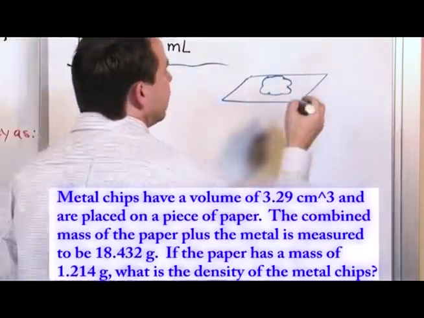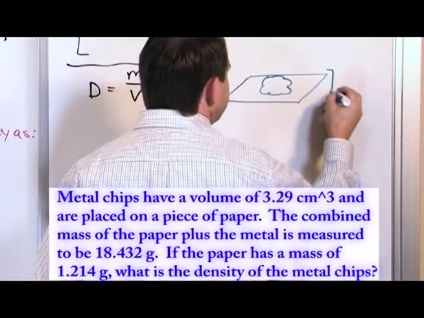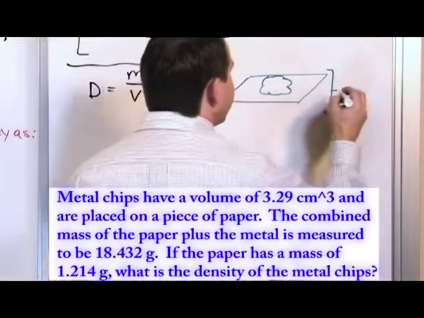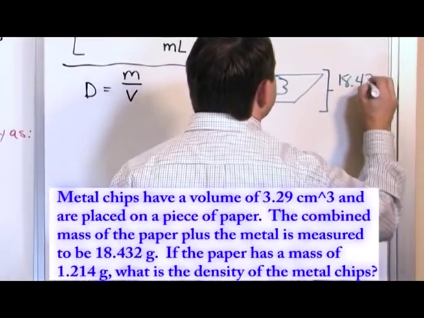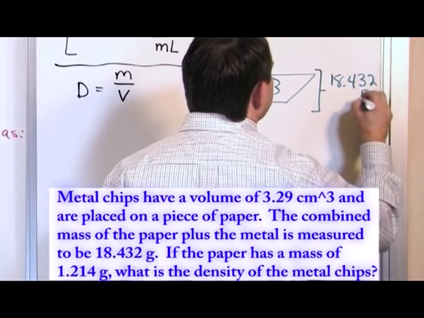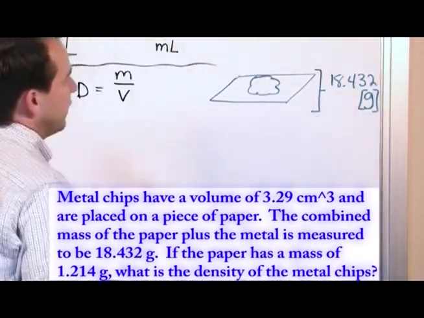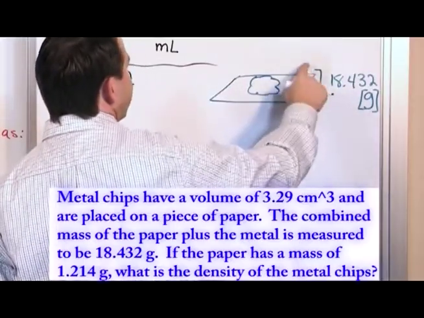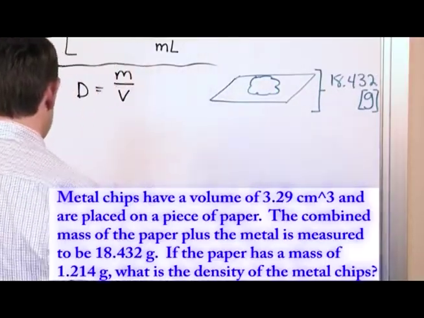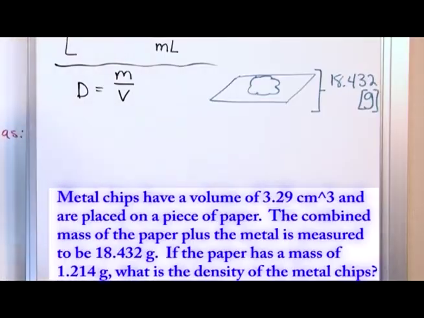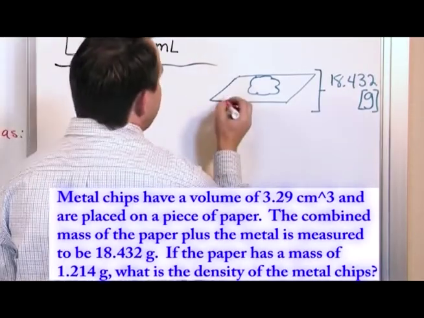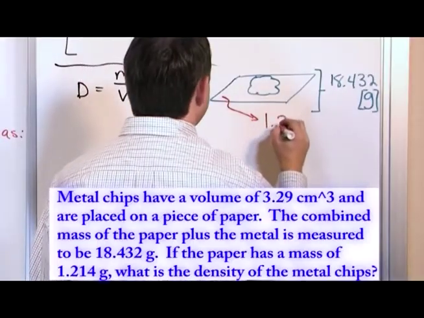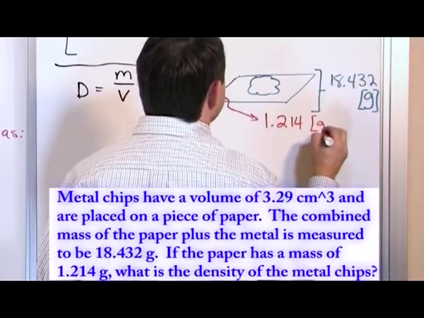But what you do need to tell yourself is that the mass of these two things combined together is given to us in the problem, 18.432, and that's grams. And I'll put the grams in brackets just so you don't get confused. It's not a 9 or anything. It's 18.432 grams. That's the combined mass of all of it. So I drew a little bracket to show myself that. Now, in addition to this, we also know that the paper by itself has a mass of 1.214 grams.